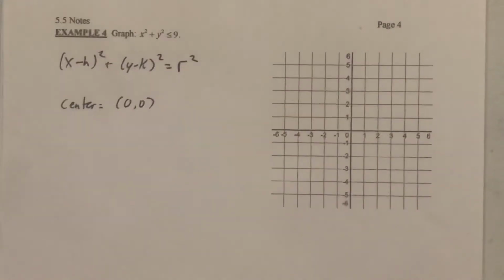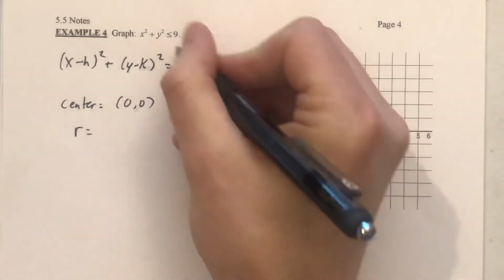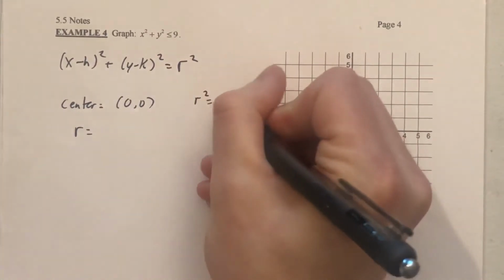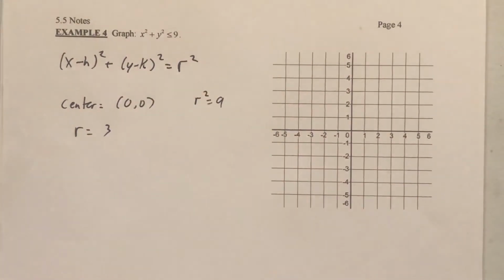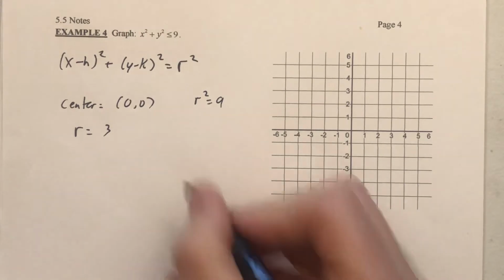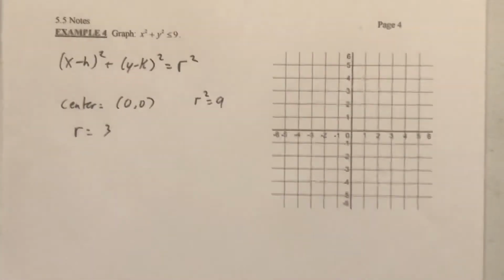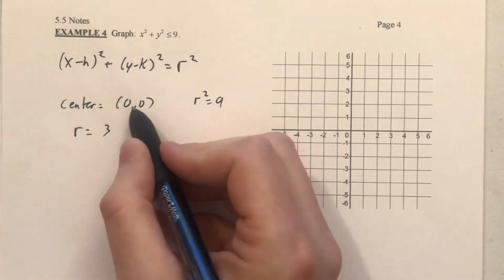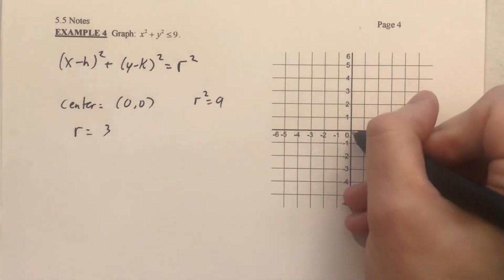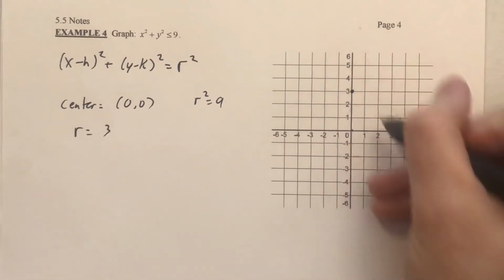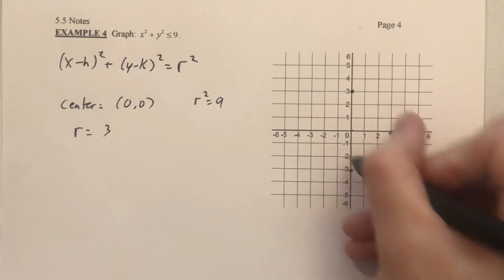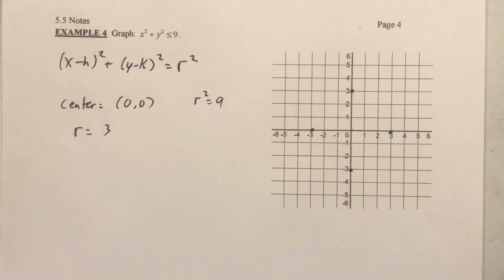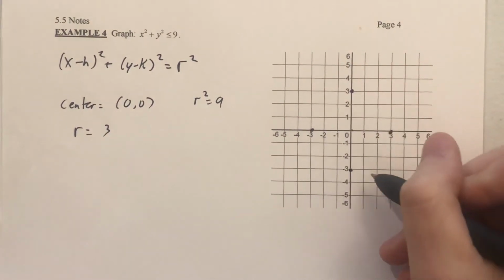of 0, 0, and its radius, well, if r squared equals 9, then r would be the square root of that, so 3. So there are the two important characteristics about this circle initially. Centered at 0, 0, radius of 3. Radius of 3 just means look 3 in each of the cardinal directions: up, down, left, right. Those are your points on the circle.